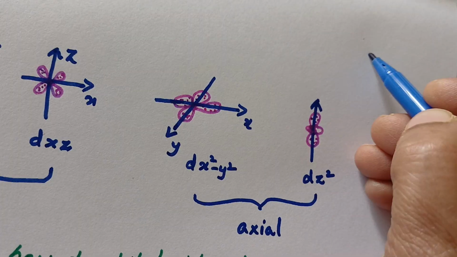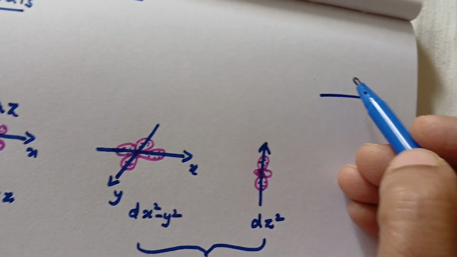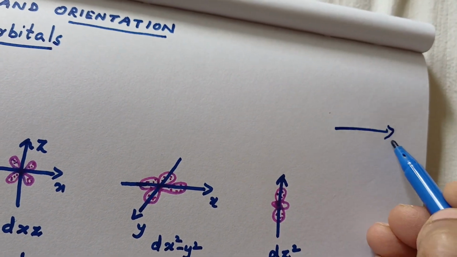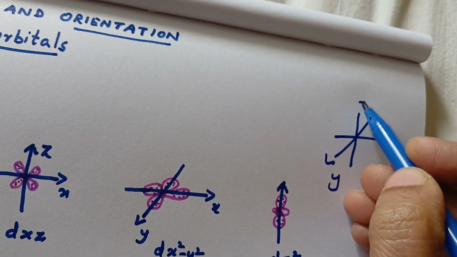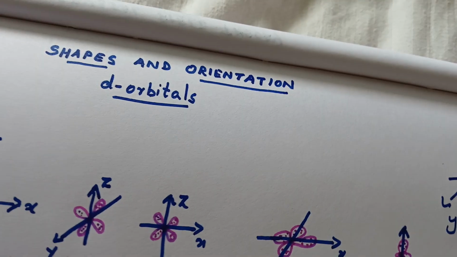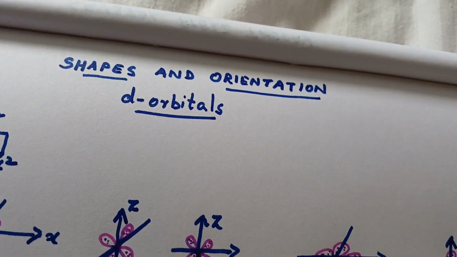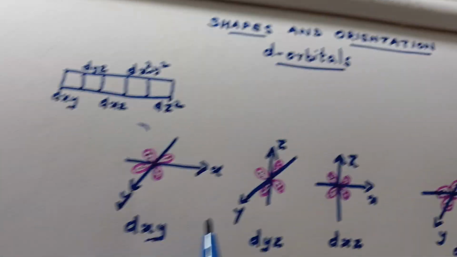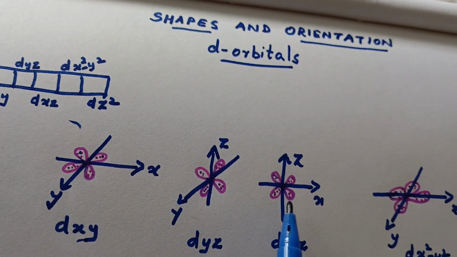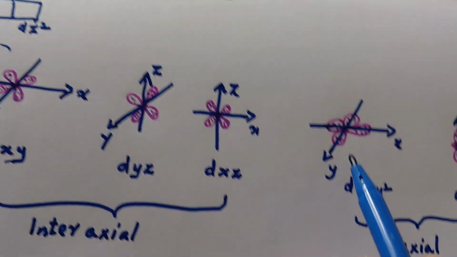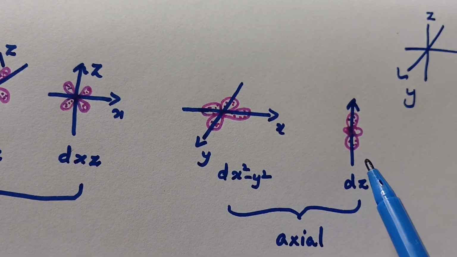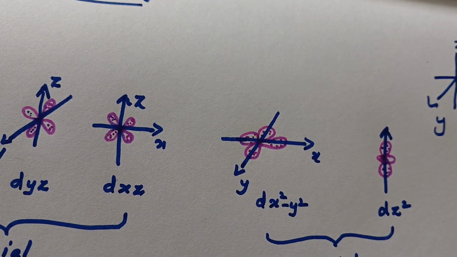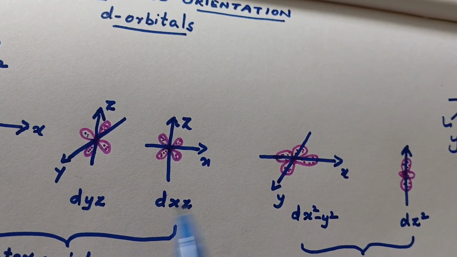That is, the 3 axes. If we draw them like this, this is x, y and z. These orbitals, xy, yz and xz, are lying between the axis. They are interaxial, whereas these d orbitals are lying along the axis. They are axial. Now, why is this important?